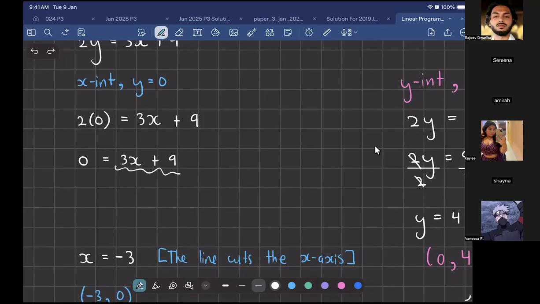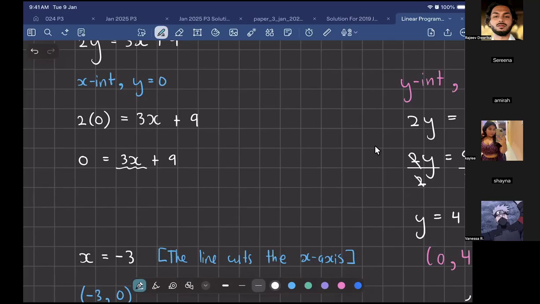What is the x term over here? Over here on the right-hand side. Which term here has x in it? The 3x, right? So the 3x is the unknown.